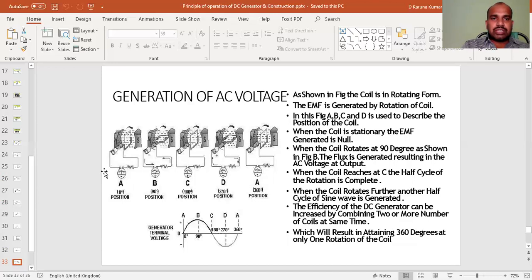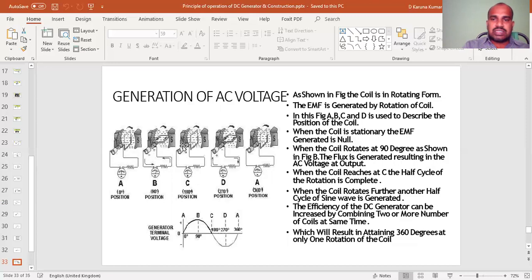When the coil rotates from 0 to 360 degrees, in figure A, the coil is stationary, so the EMF generated is zero. The coil is at the zero position. When the coil rotates from 0 to 90 degrees, the flux change is greater, resulting in an AC voltage at the output. The EMF generated is more, dφ/dt. The flux change is more, so the EMF is more.